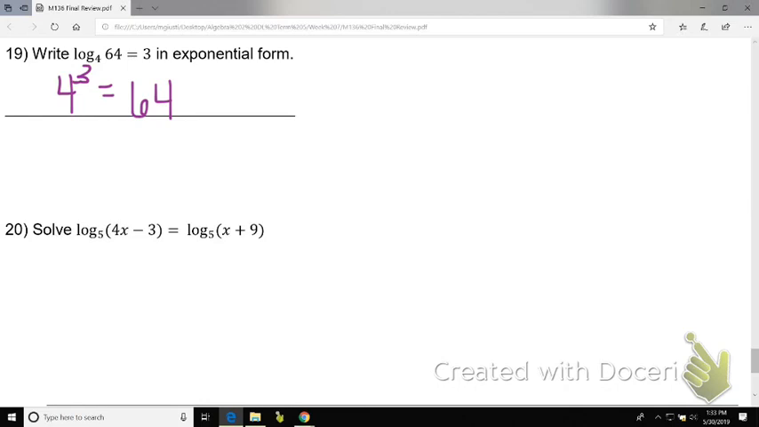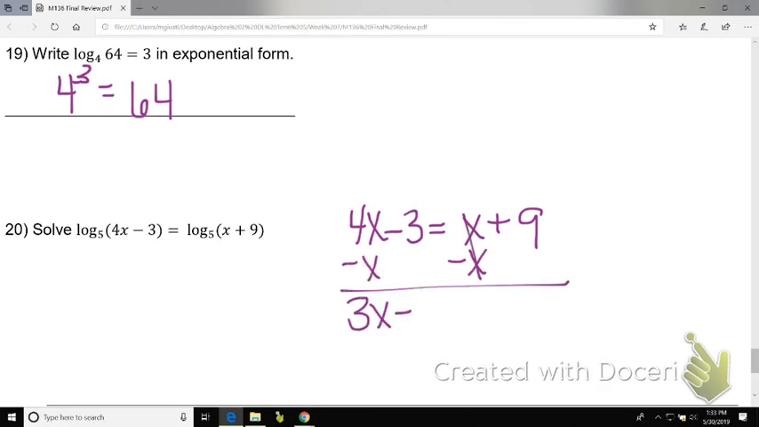And then the final problem, you've got a log equation. There's one log per side, so it does not get any easier than this. If it's one log per side and they both have the same base, how do we solve it? Set the parentheses equal. You just set the two expressions equal to one another. Yep, so 4x minus 3 equals x plus 9. Then get x's to one side, so I subtracted a 1x. I have 3x minus 3 equals 9. Then what? Add 3. So 3x equals 12, and x is equal to 4.